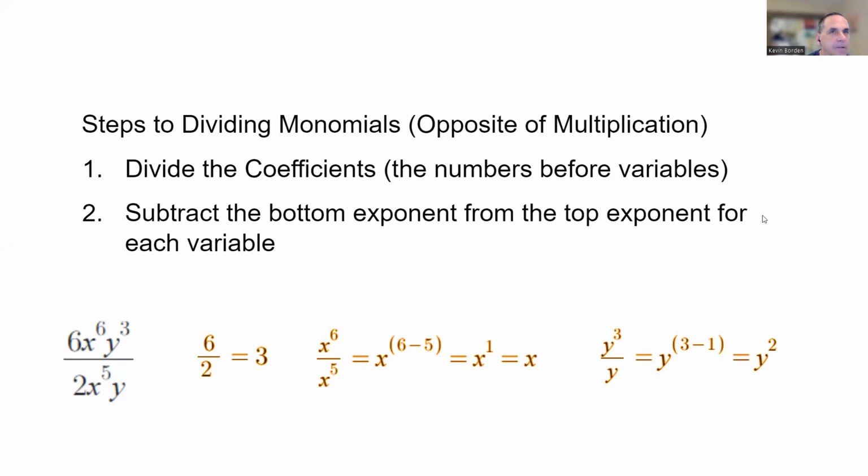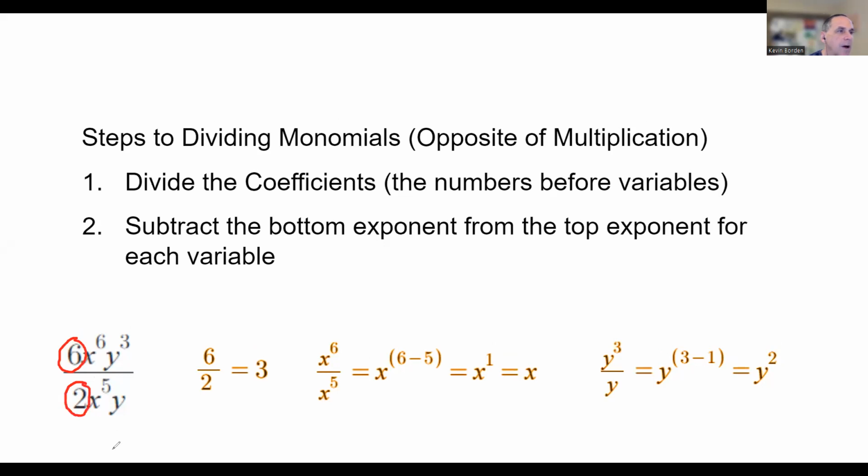It's basically the opposite of multiplication. So when we multiplied monomials, we multiplied the coefficients and we added the exponents of the variables. When we divide polynomials, we are going to divide the coefficients. Those are the numbers before the variables. So in this case, 6 on the top of the fraction and 2 on the bottom of the fraction. So as shown here, we're going to divide 6 by 2, and we get 3. That's the first part of the work that we need to do in this problem.